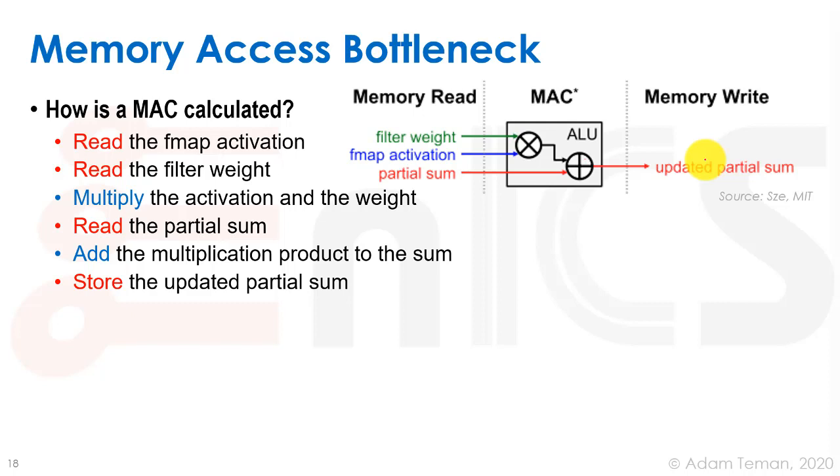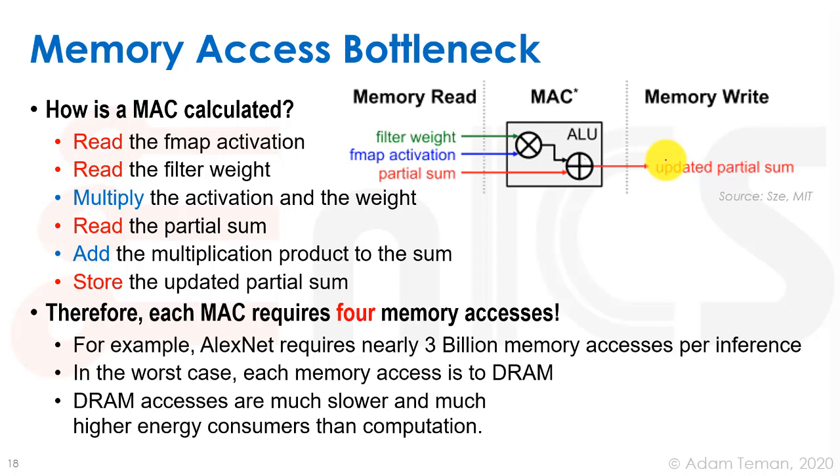So we needed several accesses. We needed 3 read accesses and 1 write access for every single MAC. So that's 4 memory accesses for every single MAC, and AlexNet, for example, would have needed 3 billion memory accesses per inference. That is quite a lot, 3 billion of them. In the worst case, if each memory access goes to DRAM, that's going to be really bad because DRAM accesses are much slower and much higher energy than the computation itself.